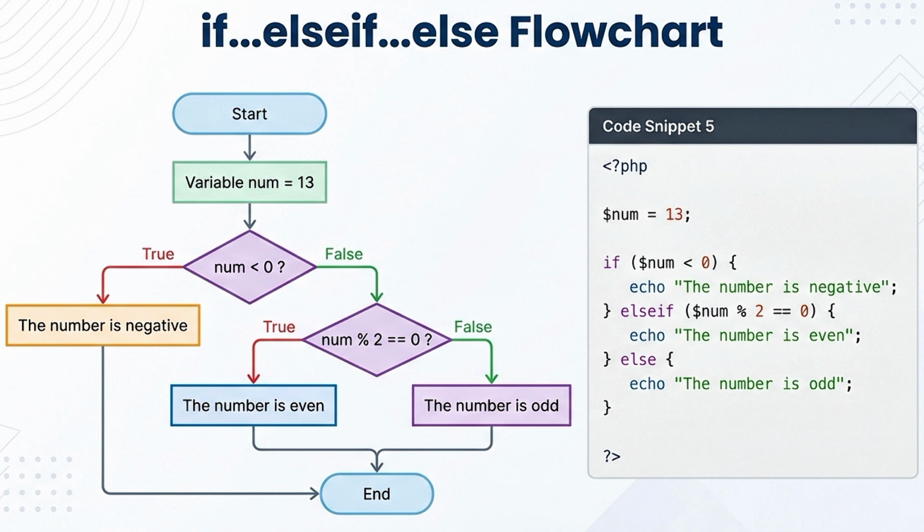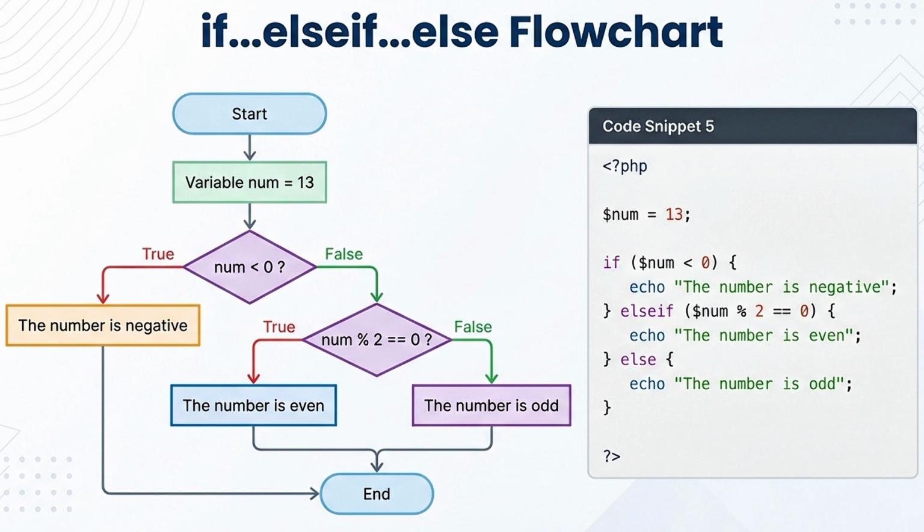The second diamond checks another condition, num%2 equals 0. This condition determines whether the number is even. The percent symbol, also known as the modulus operator, gives us the remainder when a number is divided. If a number divided by 2 leaves no remainder, then it is even. But when we divide 13 by 2, the remainder is 1. Because of that, this condition is also false. Since both previous conditions were false, the program now moves into the final else block. That is why the flowchart shows the arrow leading to the block labeled "the number is odd." That is the correct result for our value of 13.